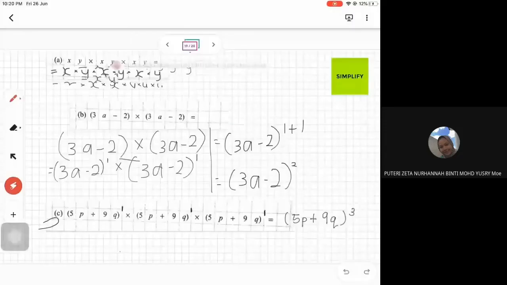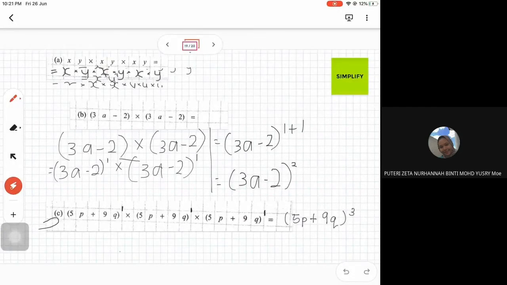So basically xy means x times y. So I just put x times y times x times y times x times y. And then I gather the same variable: x times x times x times y times y times y. So the answer is x cubed y cubed. Yes, it's correct.